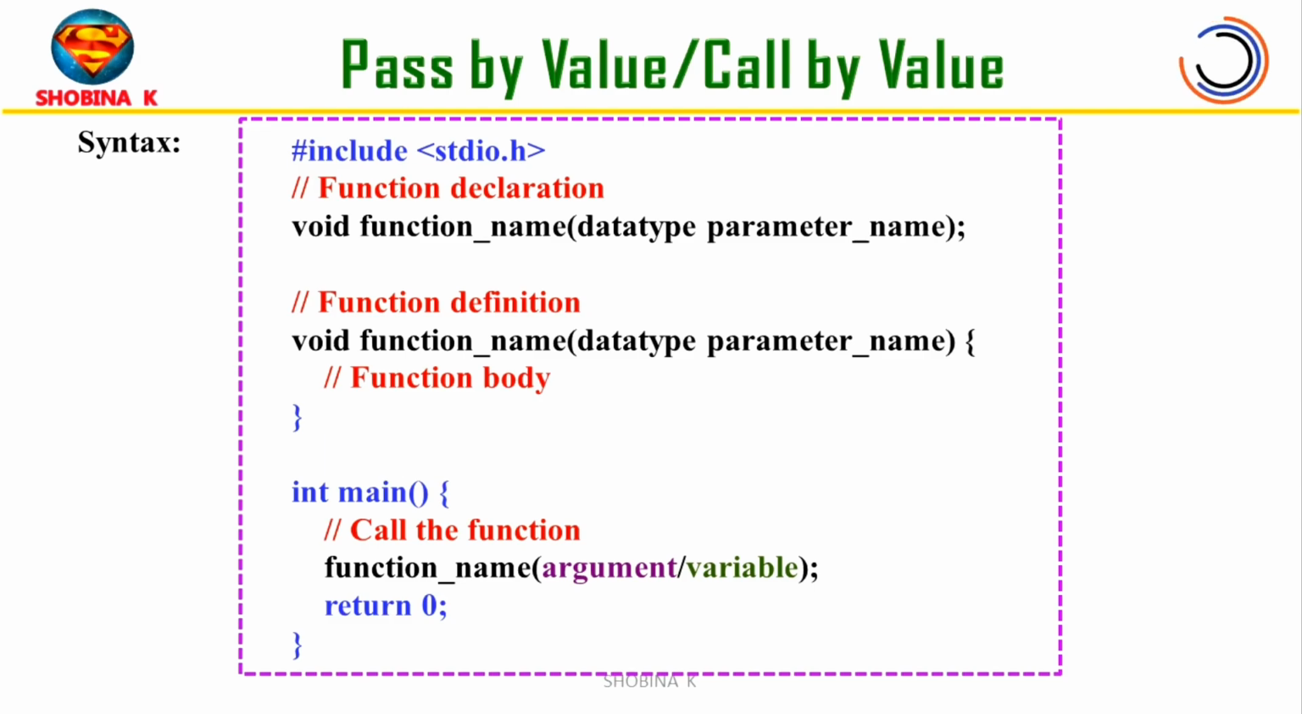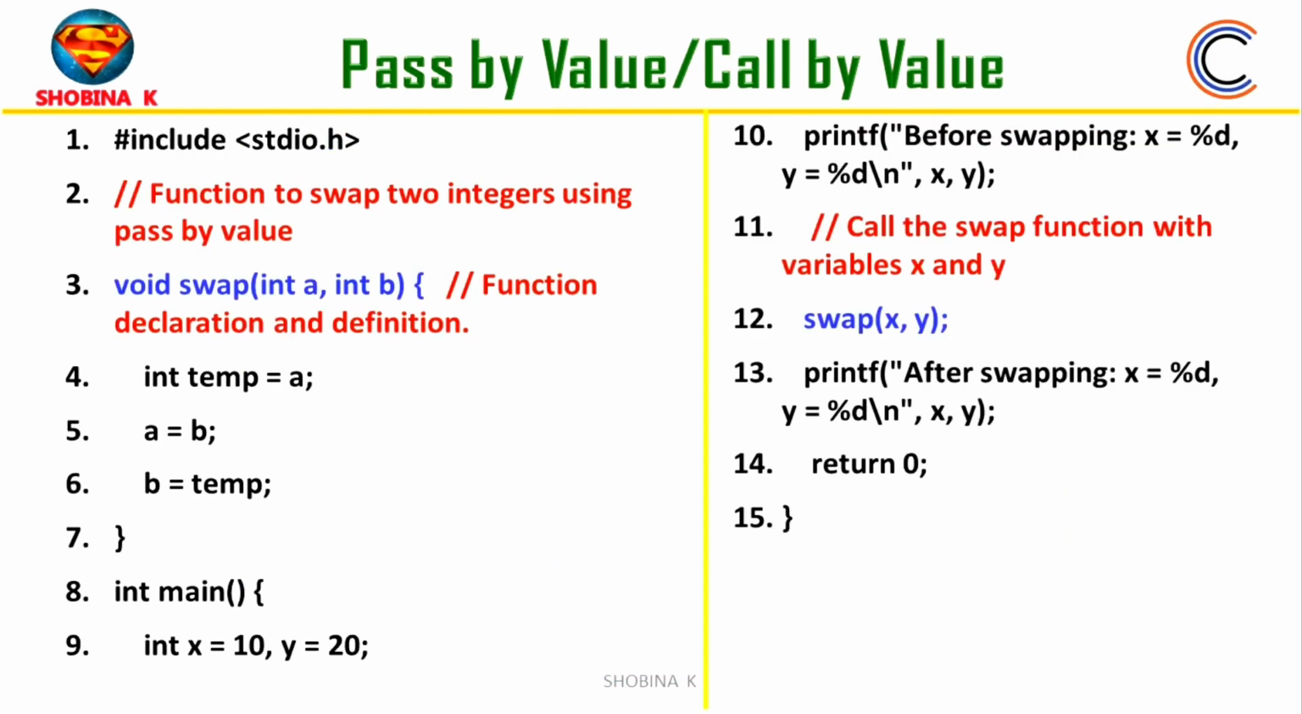It provides the actual implementation of function_name. Inside the function body, you write the code that performs the desired action based on the value passed to parameter_name. And then we have function call. Here function_name is called with an argument. In pass by value, the value of argument is copied and passed to the function_name. This means the changes made to the parameter_name inside the function will not affect the original value of argument outside the function. It essentially creates a local copy of the value. Now let's see an example.